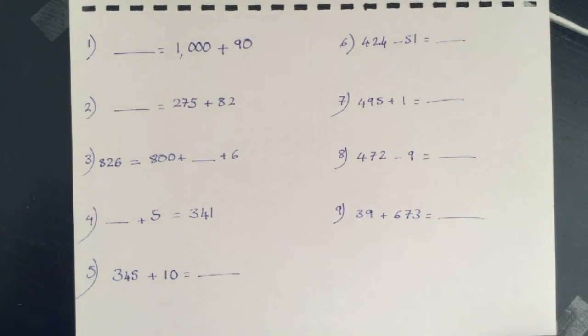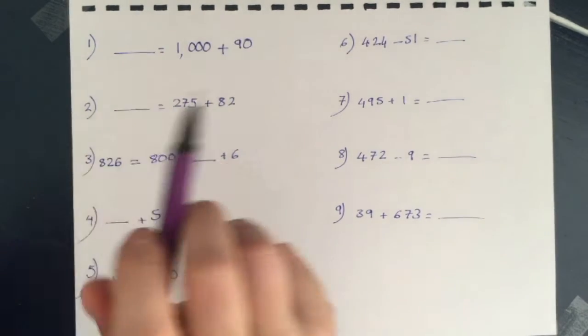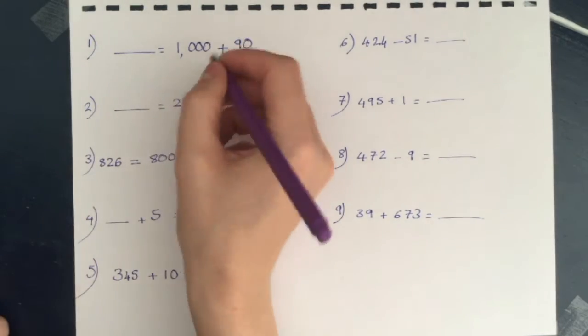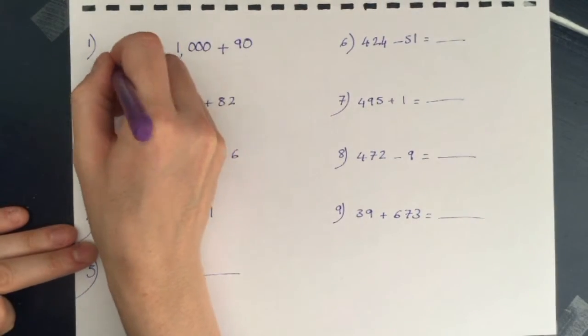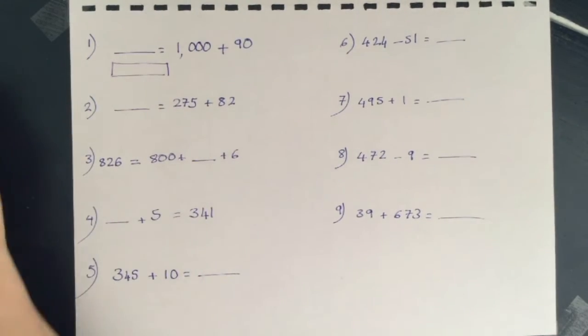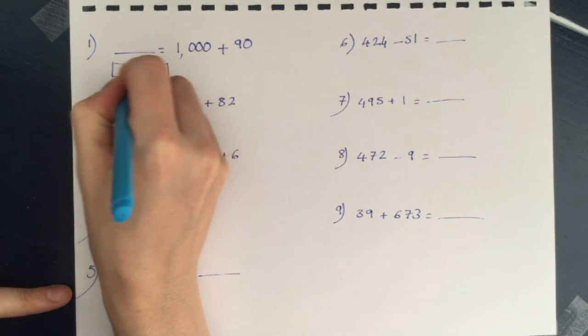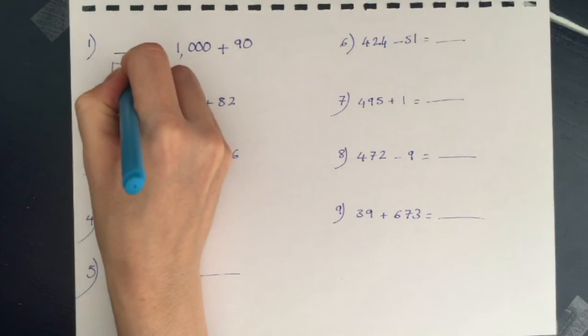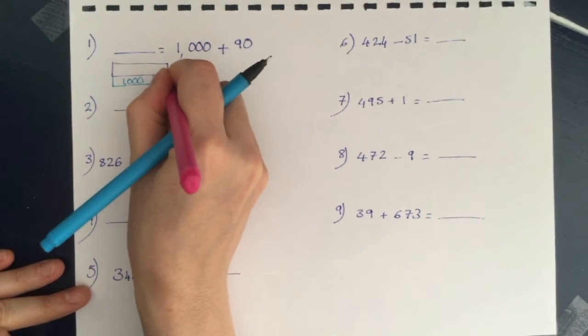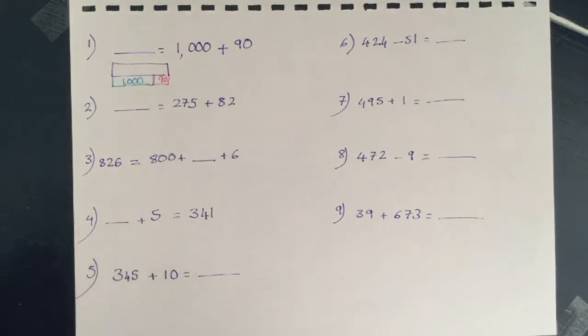What strategies have we used in the different operations? For example, on the first one, we have something equals a number plus another one. So we know that this something would be the total, and these two would be the parts. So we have 1000 here, and we have 90 here. Now it's easier to see it.